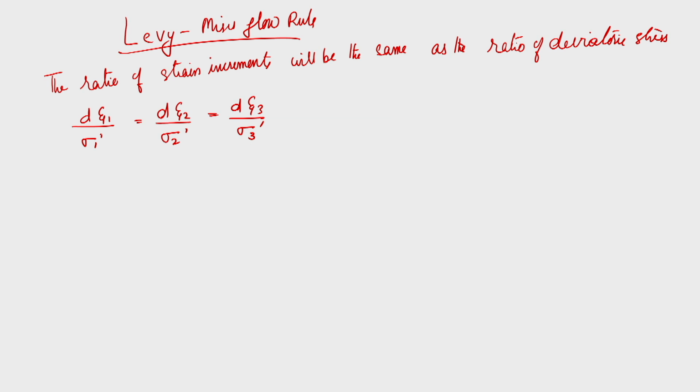So, if you write sigma 1, sigma 2, sigma 3 in terms of your alpha value, the stress ratio, we can write this as d epsilon 1 divided by 2 minus alpha is equal to d epsilon 2 divided by 2 alpha minus 1, that is equal to minus of d epsilon 3 divided by 1 plus alpha. We can write it in this way in terms of alpha.